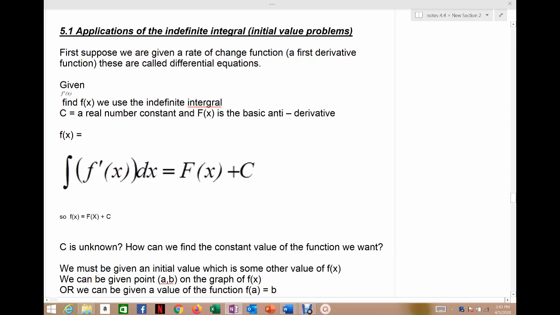Alright, the last thing from the 5.1 notes is a special type of application of the indefinite integral. Remember, the indefinite integral is the integration, the process of finding the family of antiderivatives. So what we're going to be looking at in this section is what's called initial value problems.